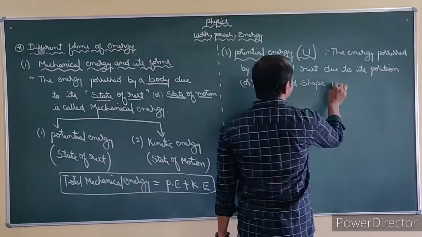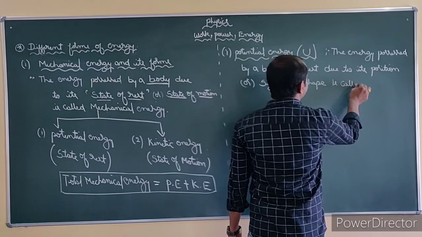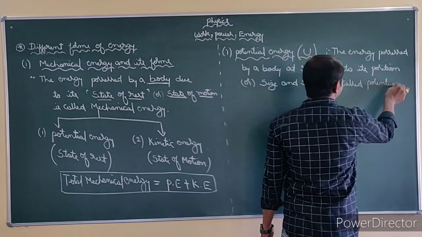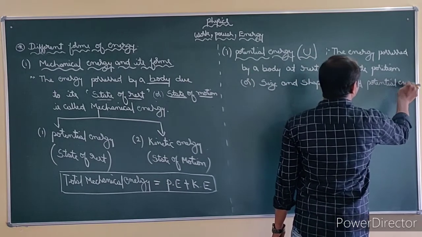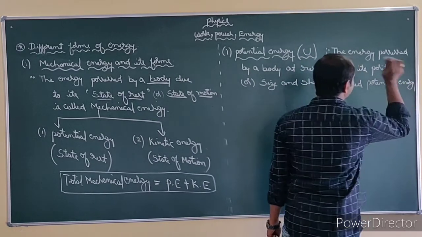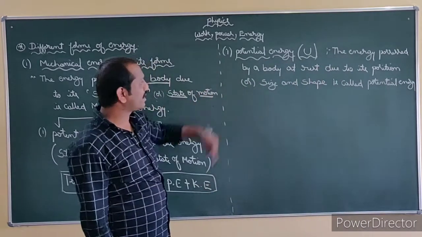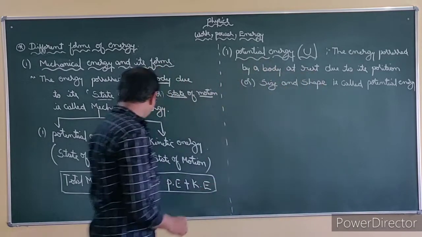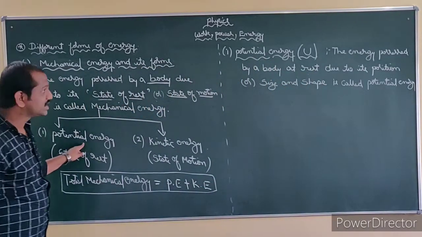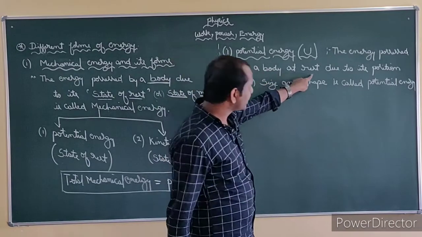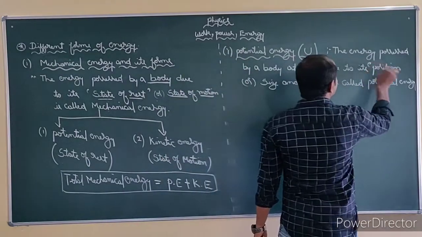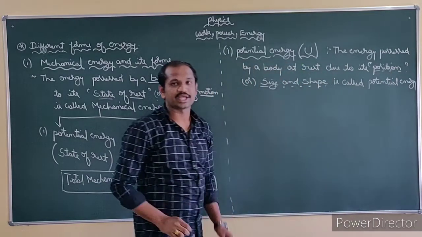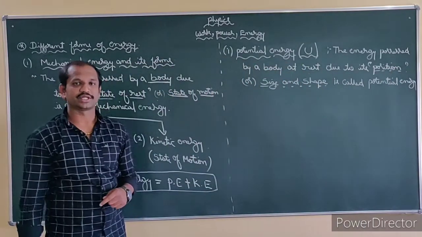Is called potential energy. Is called potential energy. Understand? See how I have defined the energy possessed by a body at rest. Already know state of rest is nothing but potential energy. The energy possessed by a body at rest due to its position or size and shape is called potential energy.